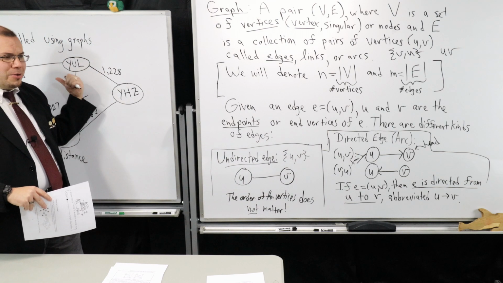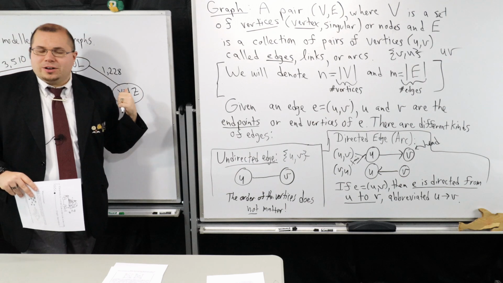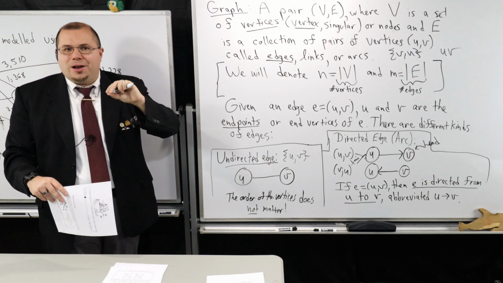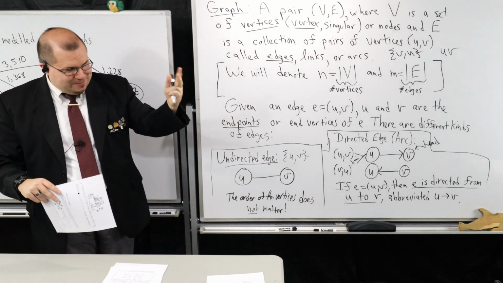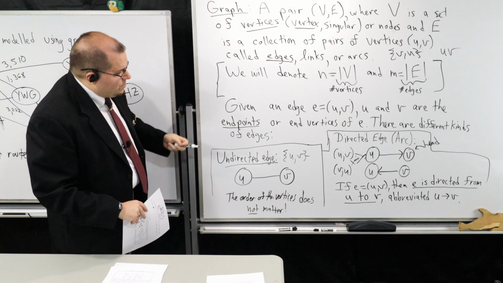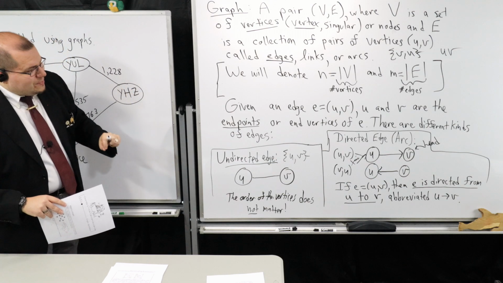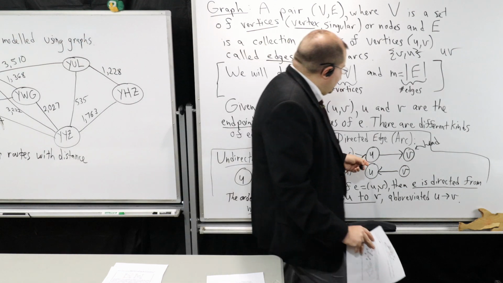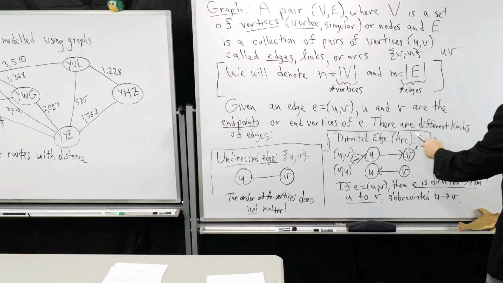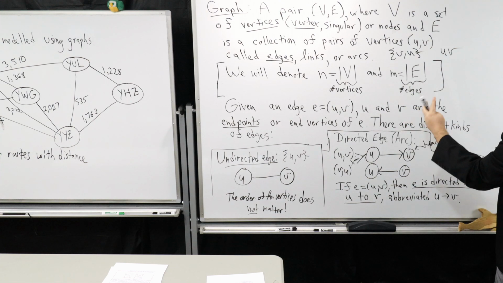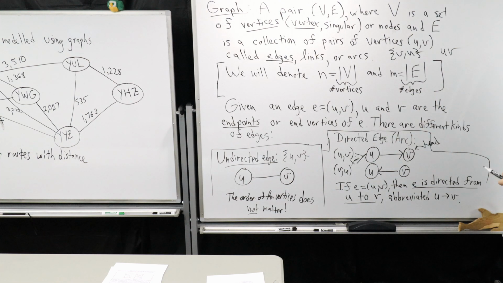For example, when we think about our route map over here, you may have routes that only go from one airport to another, but not the other way around. That's very often how these directed edges get used. But just to be clear, when I have an arc that goes from U to V, I can't flip them like I could with an undirected edge. The order is enforced.